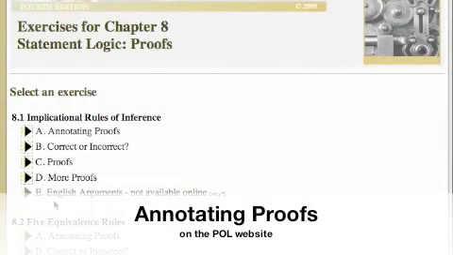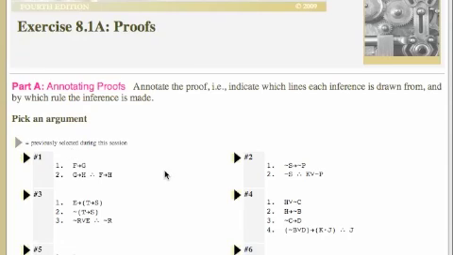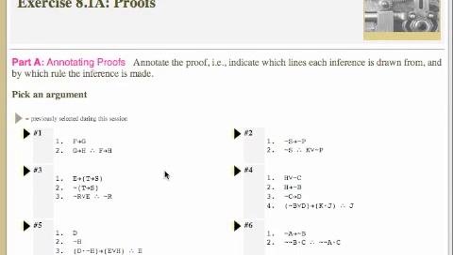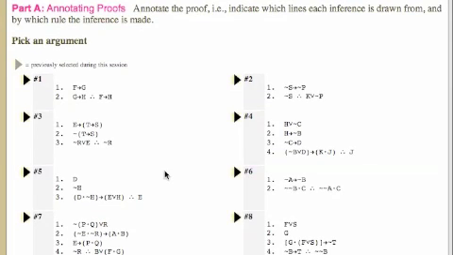Let's look at what the website is asking you to do when it gives you an exercise in annotating proofs. Now, this is a way to practice your mastery of the rules by seeing them employed in a proof but not labeled, so that you can go through and see if you can identify what rules are in fact being used. Let's go over here to number 4.